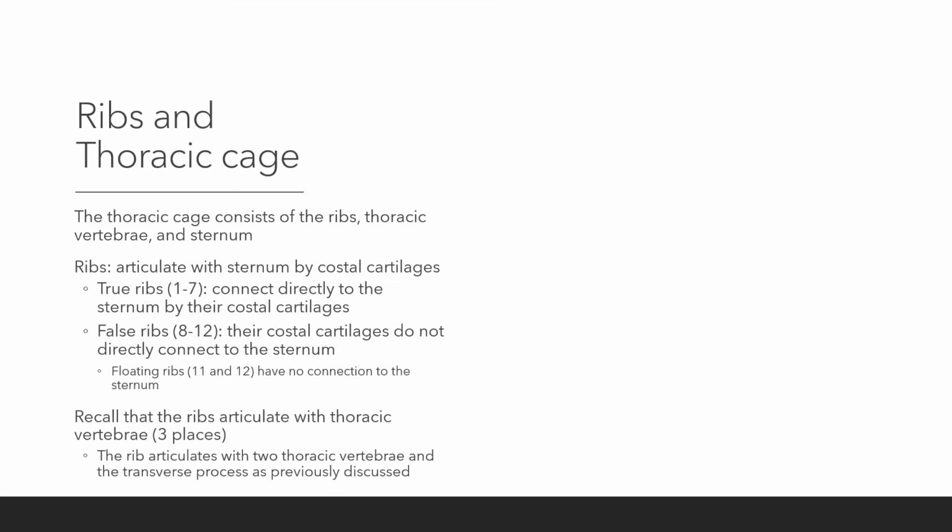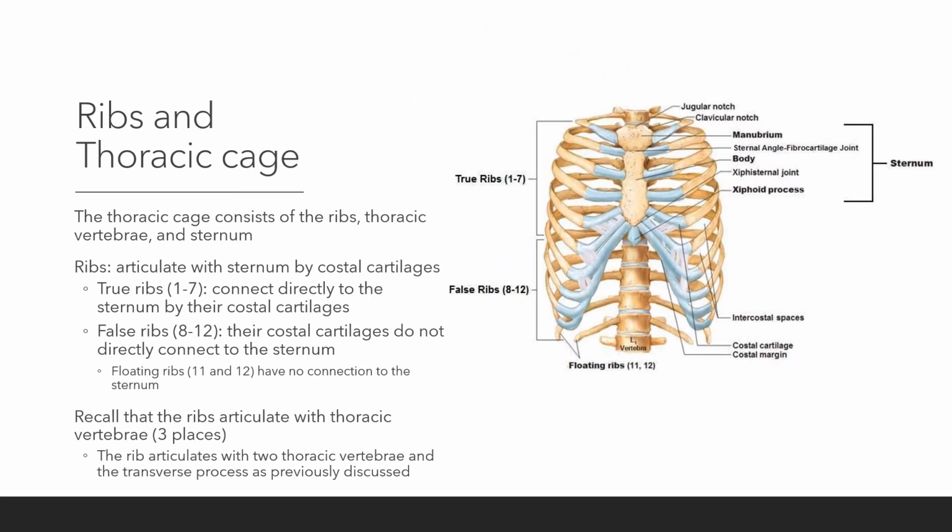Let's talk about the ribs and the thoracic cage. The thoracic cage consists of the ribs, thoracic vertebrae, and the sternum. So you've got your sternum, you've got your ribs, and you've got your thoracic vertebrae, which are partly obscured by the sternum here. The ribs articulate with the sternum by their costal cartilages. A costal cartilage is the cartilage that's associated with the rib. You have true ribs 1 through 7, which are called true ribs because they connect directly to the sternum through their costal cartilages. So like here, here, here, here, here, and here.